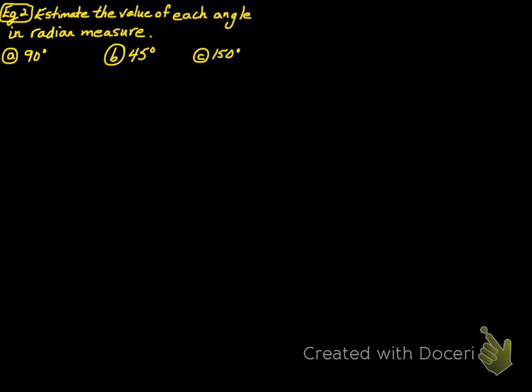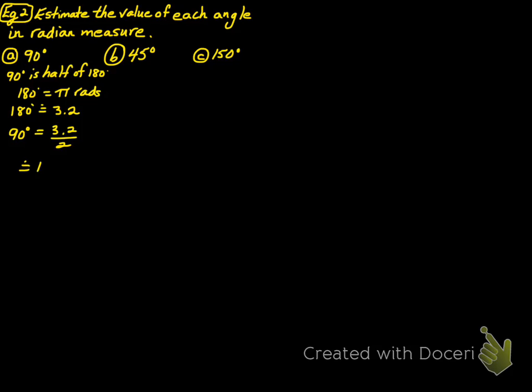So to estimate each angle in radian measure, we can compare them to what we know about our 60-degree angle or 1 radian. So first of all, we have a 90-degree angle. 90 degrees is half of 180. 180 is pi radians, which is 3.14, or we're going to round that to 3.2 radians. So 90 degrees would be 1.6 radians. A 45-degree angle, well, that's just got to be half of 90, so take 1.6 divided by 2, and it's 0.8 radians.